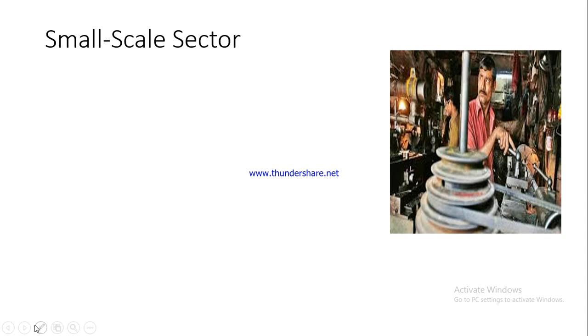Now you can see that in this picture, though this worker is using some machines, this machine is of a relatively crude nature. It is not a very advanced machine. Secondly, you see that the workspace is very congested. There is no particular uniform that this person is wearing, and the workspace is not very neatly kept. Now this is a picture which is representative of the small scale sector.